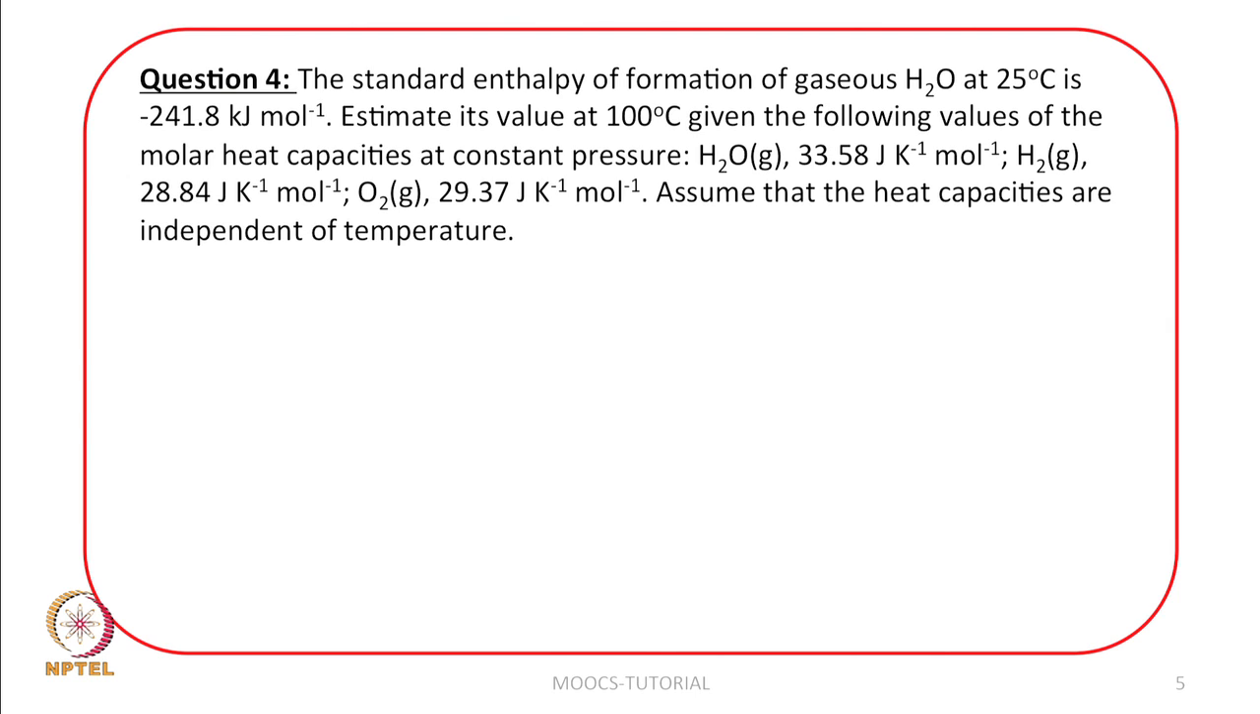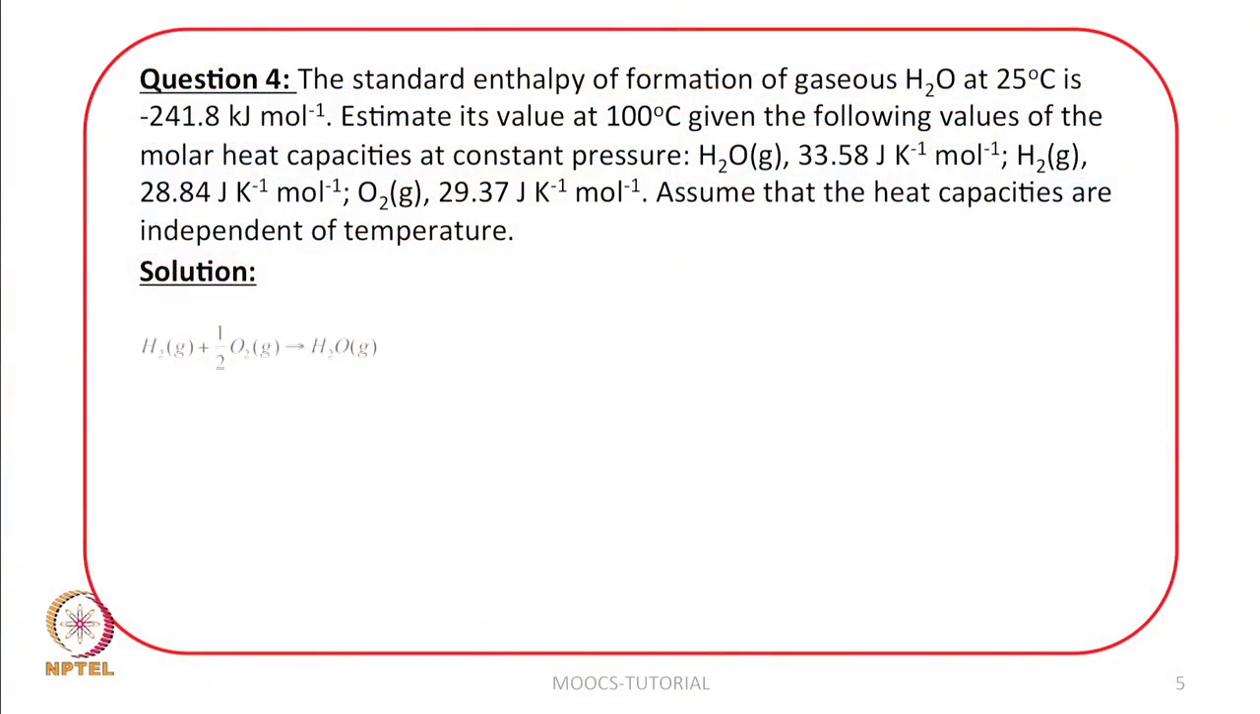So, the information given is the enthalpy of formation or delta H of the reaction at 25 degrees centigrade, and we are asked to find out the value of delta H at 100 degrees centigrade. In order to connect these two parameters, we need the values of heat capacity, and let us see how to get the value of delta Cp for the reaction. This is the reaction representing the formation of gaseous water: hydrogen gas plus half oxygen gas forming H2O gas.